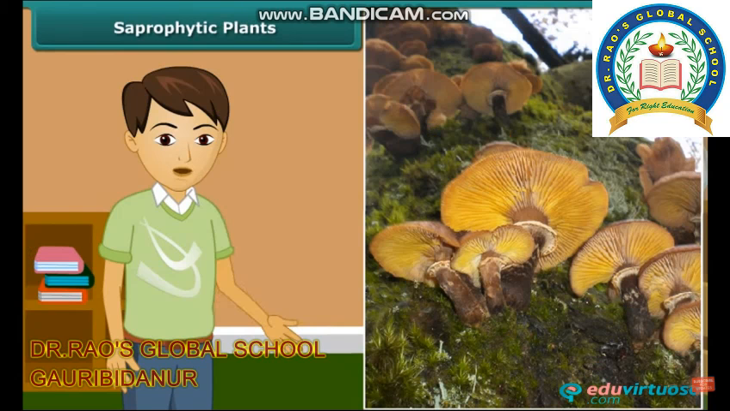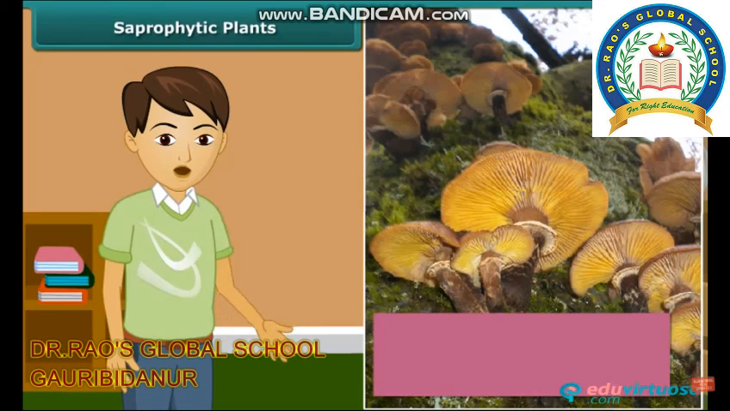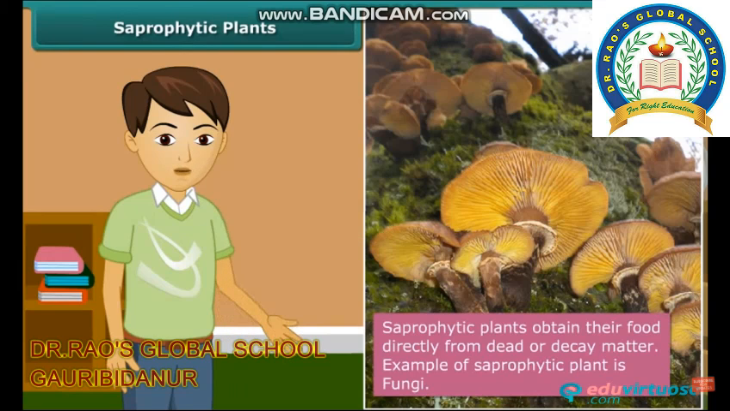But do you know what these organisms are and how they get their nutrition? Friends, these organisms are commonly called fungi, and they get their nutrients from dead and decaying matter. They secrete digestive juice and convert it into a solution. This mode of nutrition, in which organisms take in nutrients in solution from dead and decaying matter, is called saprotrophic nutrition.